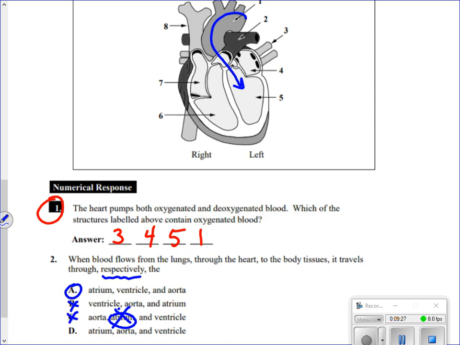And then we've got answer D, going into an atrium first, which makes sense, okay, from the lungs to an atrium. In this case, it'd be this atrium is coming from the lungs. But then it says to the aorta, and then into the ventricle, but it's the ventricle and then the aorta in that order. So that one doesn't work. So we're left with answer A for this one.